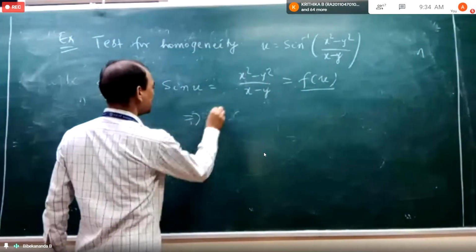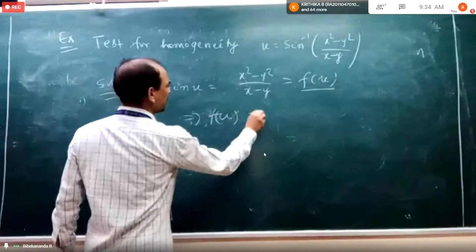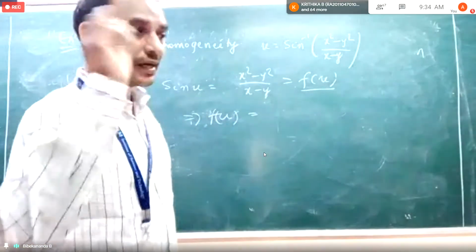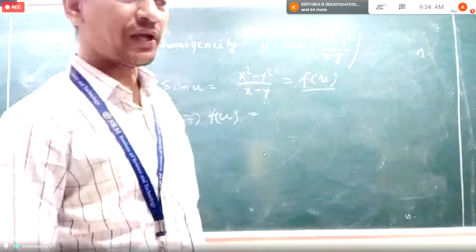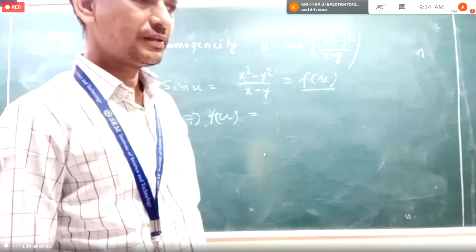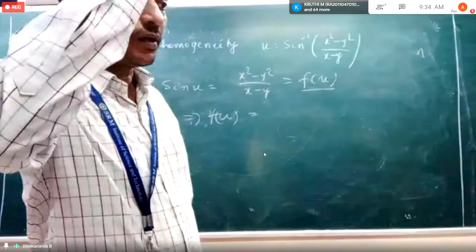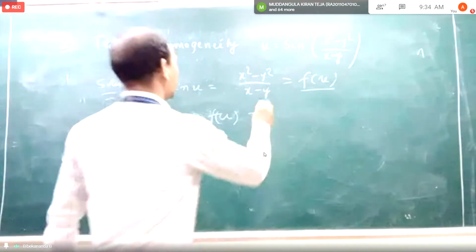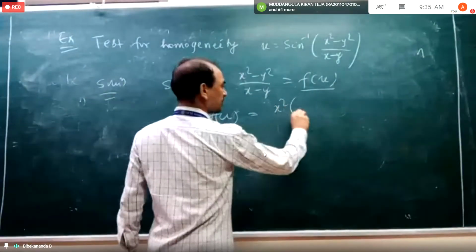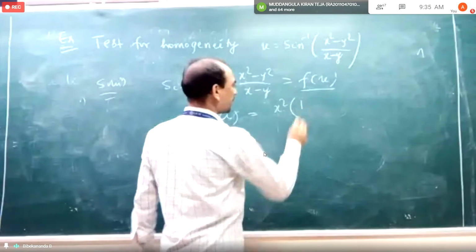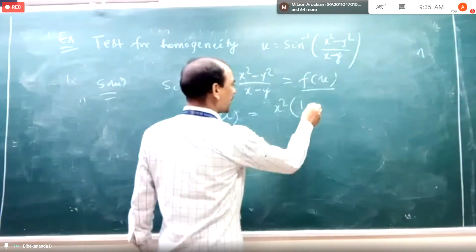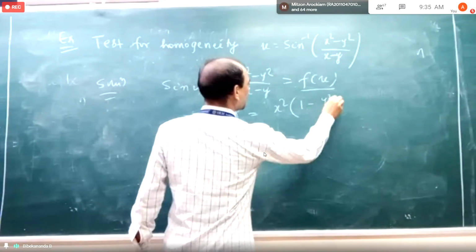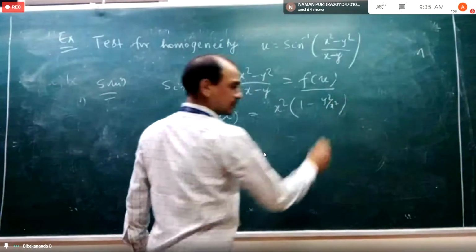f of u is equal to, now tell me, in the numerator, what is the minimum degree of x? 2. Square, sir. From the numerator you take x square common, so what will be the remaining term? 1 minus y by x whole square.